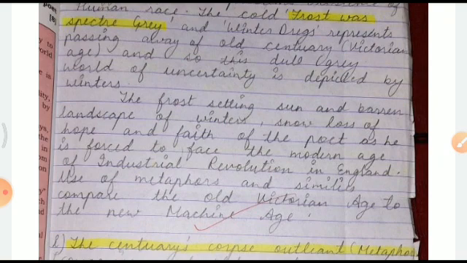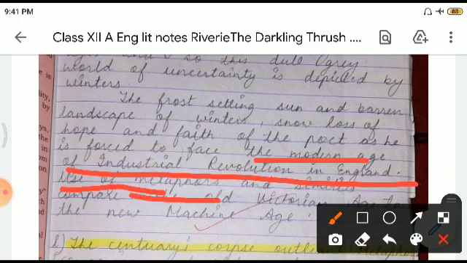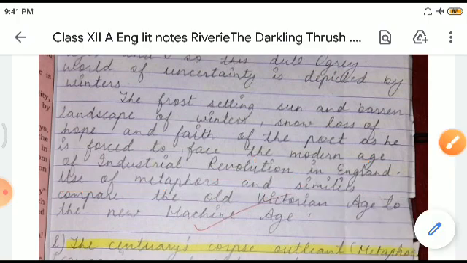So it's total ignorance. The poet does not know what to do, how to go about it, in this modern age. And that modern age is of the industrial revolution in England. See, this is the modern age of industrial revolution in England, and there is use of metaphors and similes to compare the Victorian age with the new machine age.